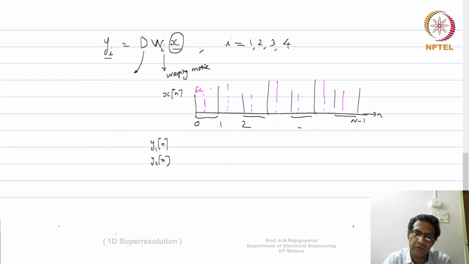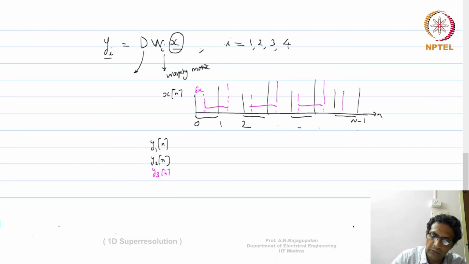If that is my high resolution motion, just as we said for images where you could have a 2D translation, imagine that this is just delta x in the time domain. Then what you are effectively saying is that y2[n] will be the average of these two, the average of these two, the average of these two, and so on. And that gives you y2. Similarly, you can get y3[n] and y4[n], and so on. You can get all of them in the same manner.